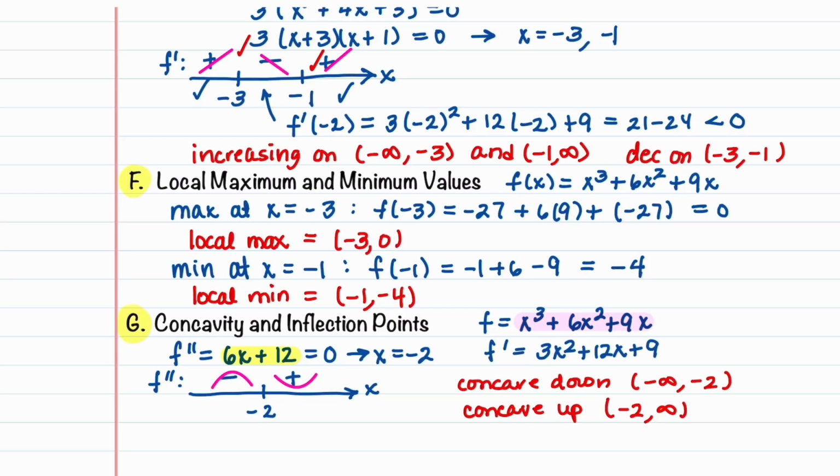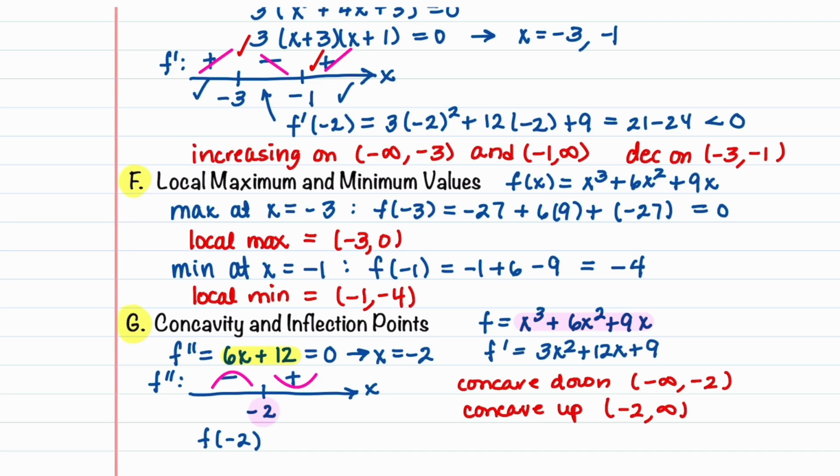Now we need to think about inflection points. An inflection point is where the concavity changes, and the concavity changes when x is equal to -2. So that is going to be our inflection point. Let's now find the y value of our inflection point. So we're going to calculate f at -2.